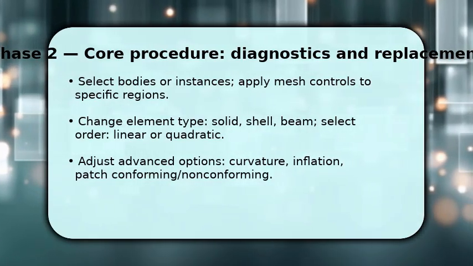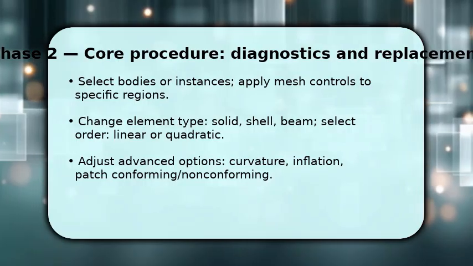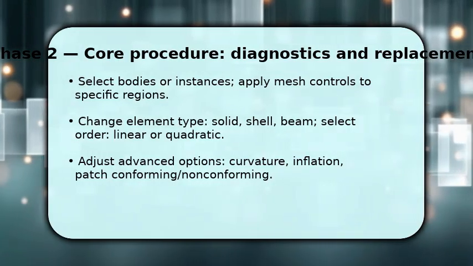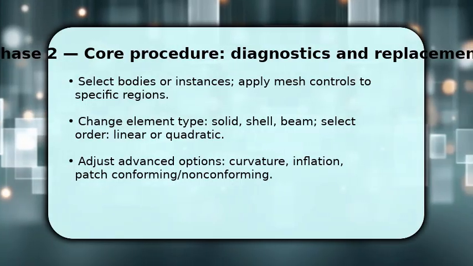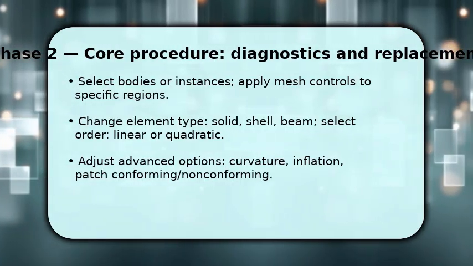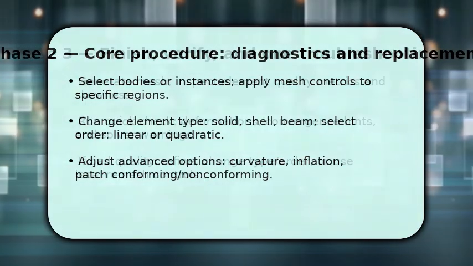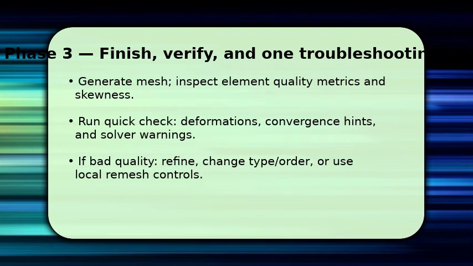Make adjustments to curvature refinement and inflation layers for boundary accuracy. If needed, toggle patch conform. You generate the mesh and then immediately inspect quality metrics like skewness, aspect ratio, and Jacobian. This tells you whether the chosen type is appropriate.